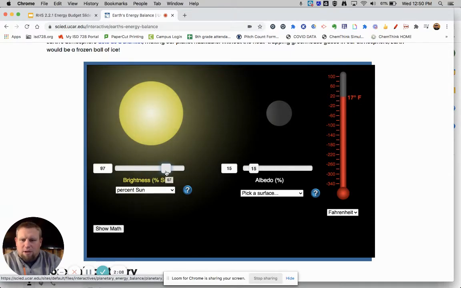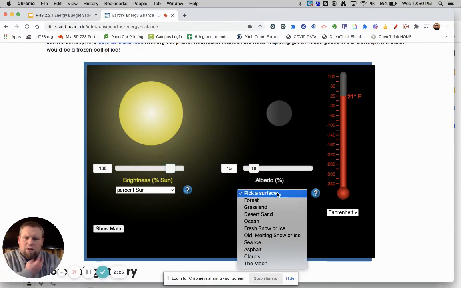But we're going to stick with 100%. We'll just say that it's a nice, bright, sunny day. And then over here, you can actually choose the surface or the material that you want to find out a little bit about what percentage of the sunlight would be reflected as a result of that surface. So you can see here there's a bunch of different options. I can choose forest, grassland, oceans, fresh snow and ice, asphalt, clouds. There's a bunch of different options here.